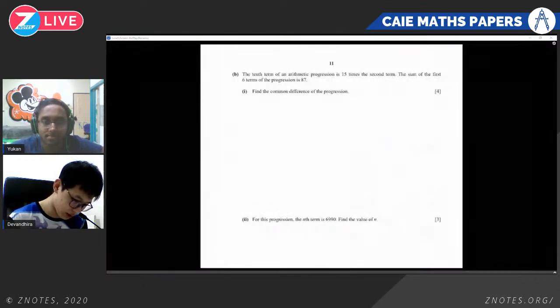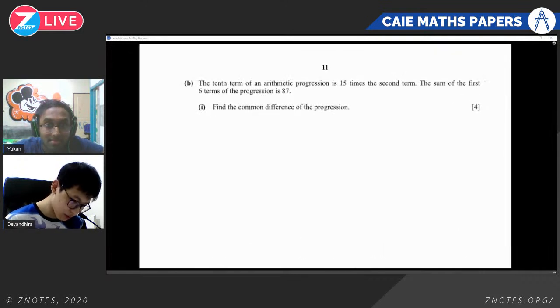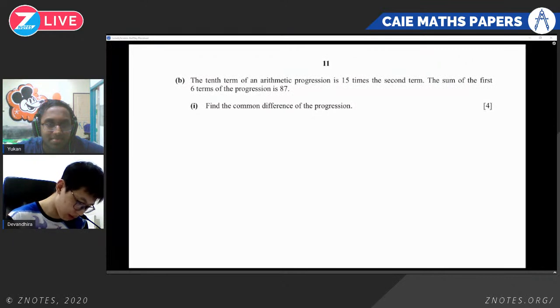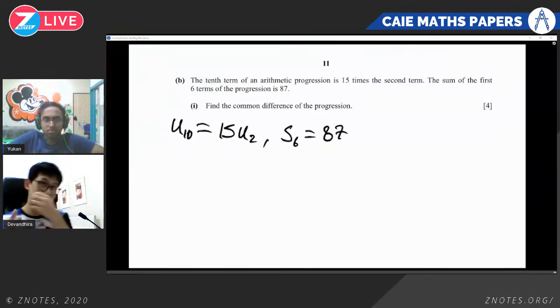All right, next one. The 10th term of an arithmetic progression is 15 times the second term. The sum of the first 6 terms of the progression is 87. Find the common difference of the progression. Okay. So the 10th term, let's call it u of 10, is equal to 15 times the second term. The sum of the first 6 terms, so I'll put it here, S6 is 87. Find the common difference. All right.